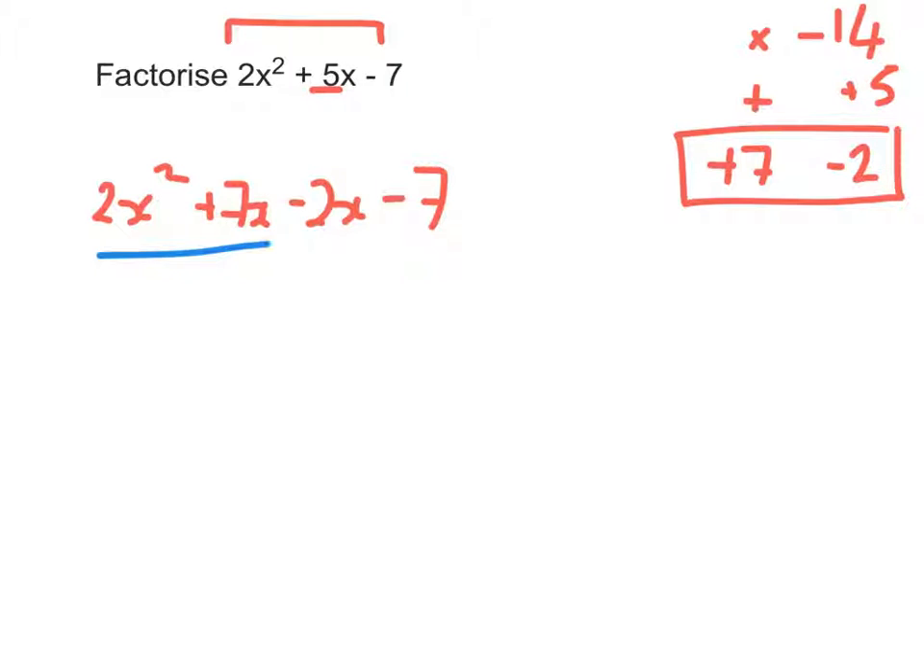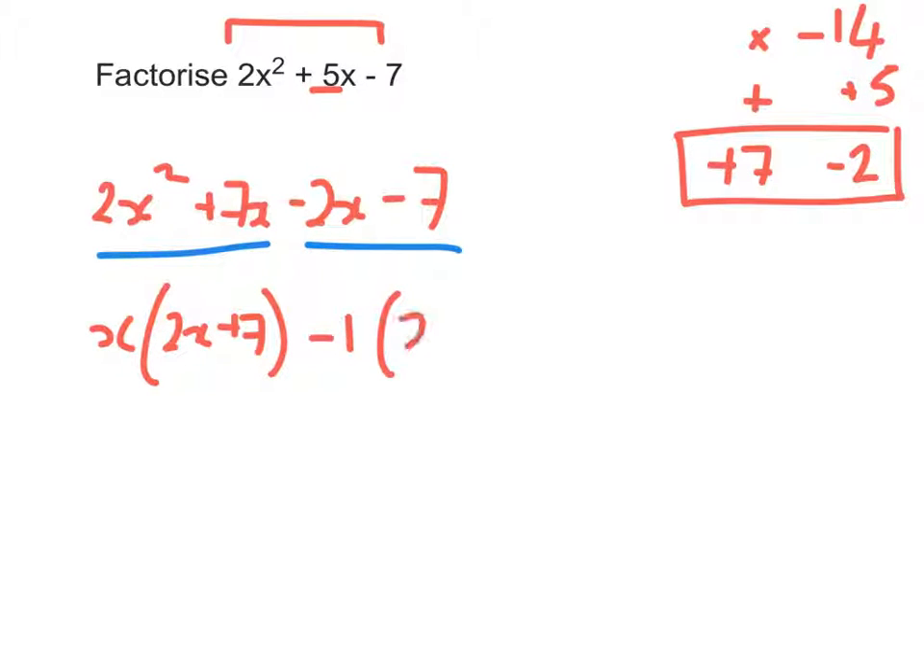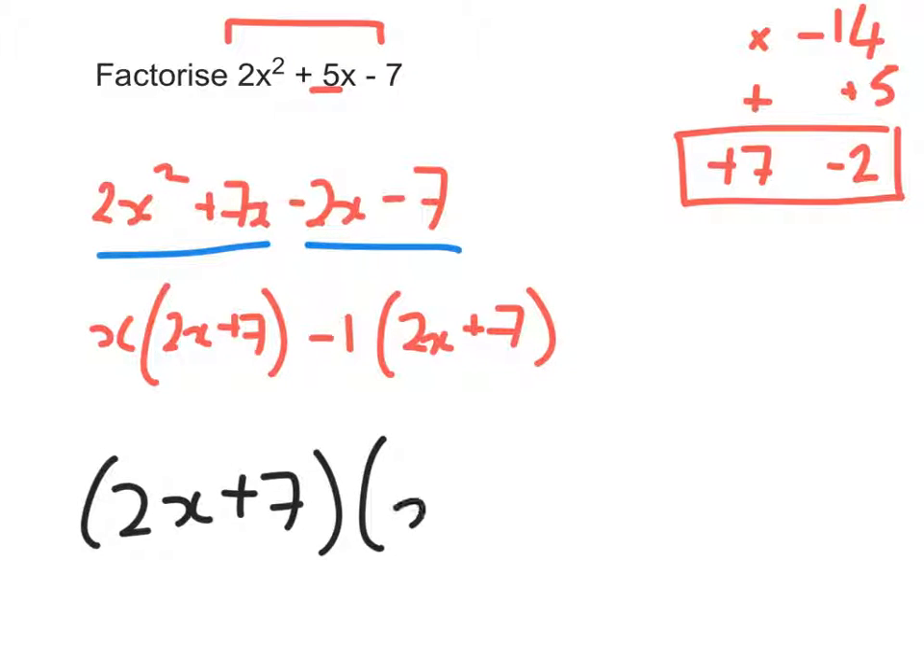So, factorising this first bit, it'll be x bracket 2x plus 7. Factorising the next bit will be minus 1 bracket 2x plus 7. Remember, the brackets for this bit should be the same. So that means my answer is whatever's in the bracket, and then whatever's not in the bracket.